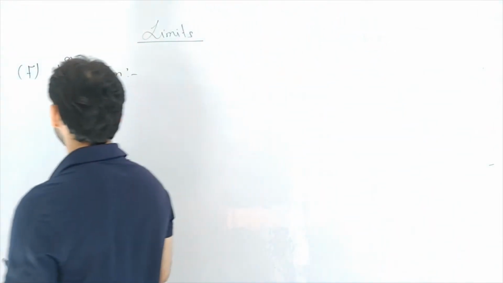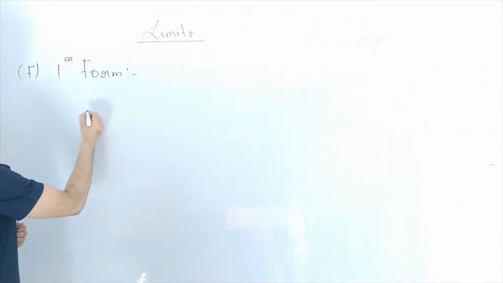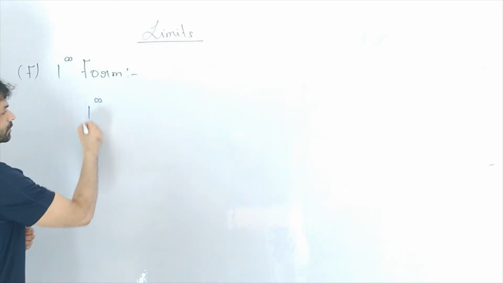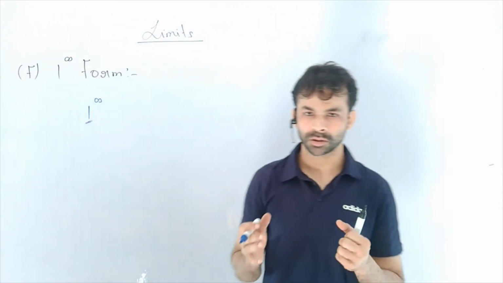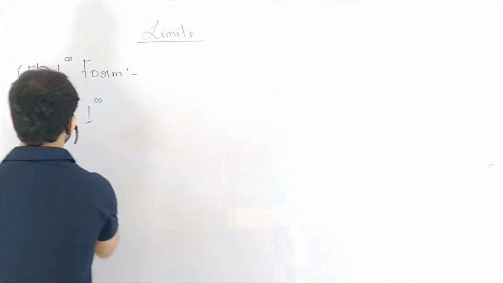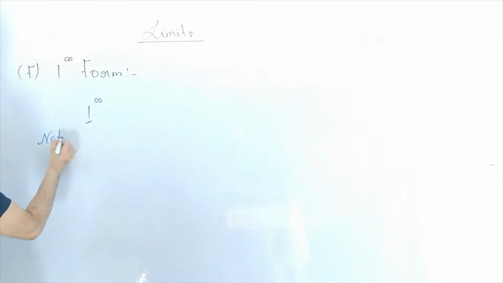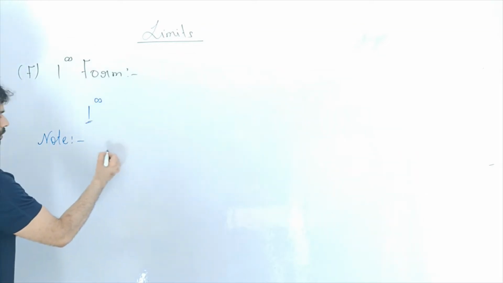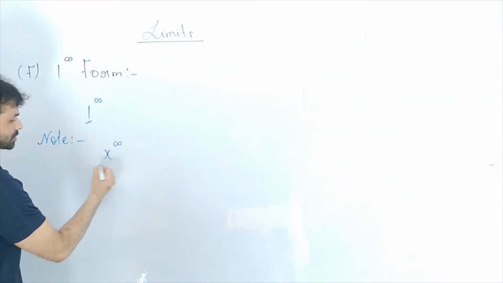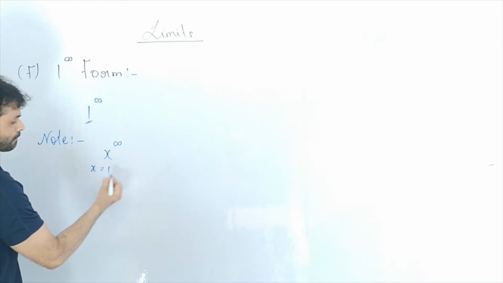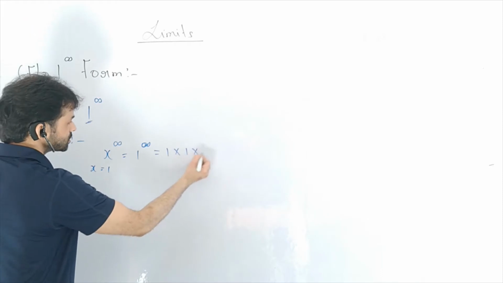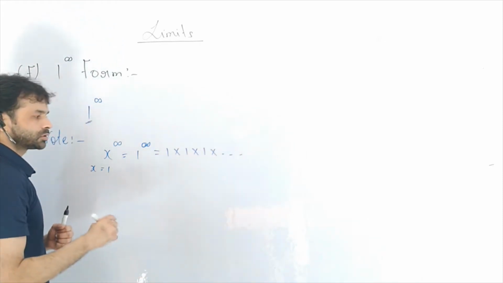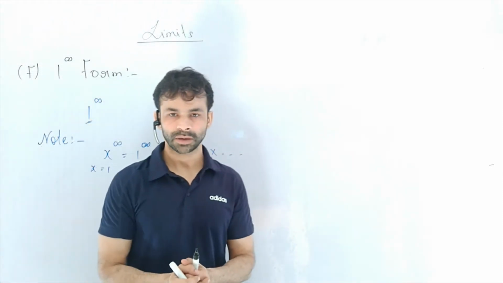As I have told you, in the 1 to the power infinity form, this 1 is actually not 1. If you have something like x to the power infinity and x equal to 1, then this will become 1 only, because 1 into 1 into 1 is 1. It doesn't matter how many times you multiply, this will give you 1.